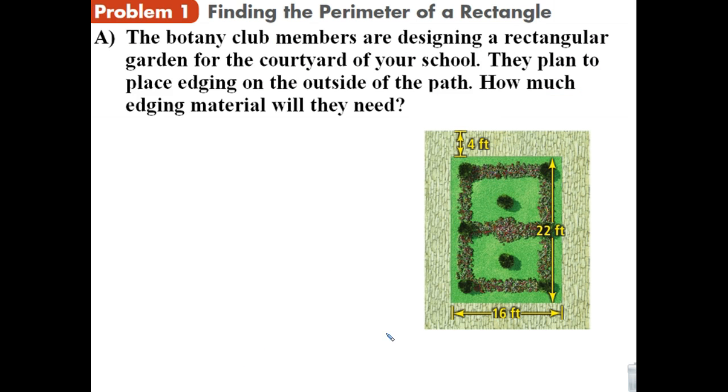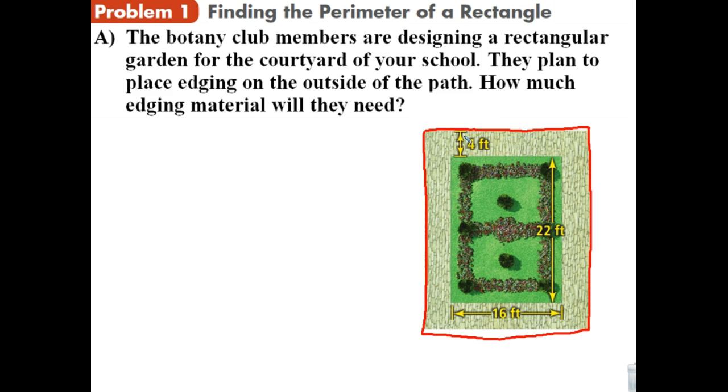All right, first question, finding perimeter of a rectangle. Part A says, the botany club members are designing a rectangular garden for the courtyard of your school. They plan to place edging on the outside of the path. How much edging material will they need? In other words, what's the perimeter of both the garden with the path around the outside? Okay, dimensions of this larger rectangle.